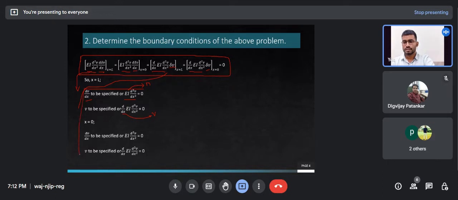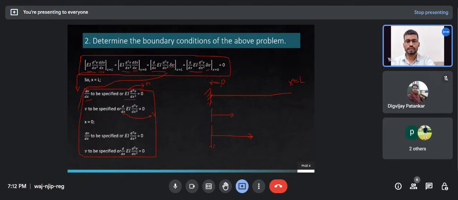Right? In this problem, we know that during the derivations I have taken the origin at this point, so x was varying from this point like that. So here at x is equal to 0, this will be x is equal to 0, and this will be x is equal to L, right?